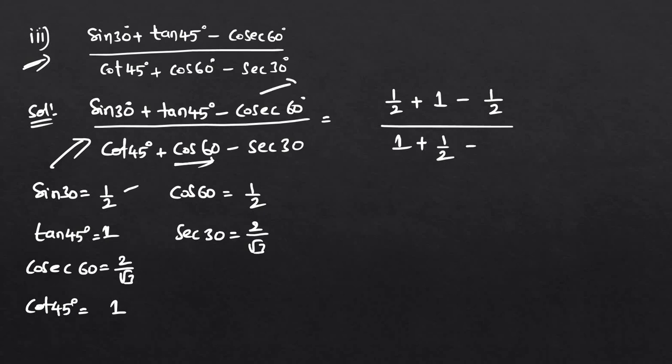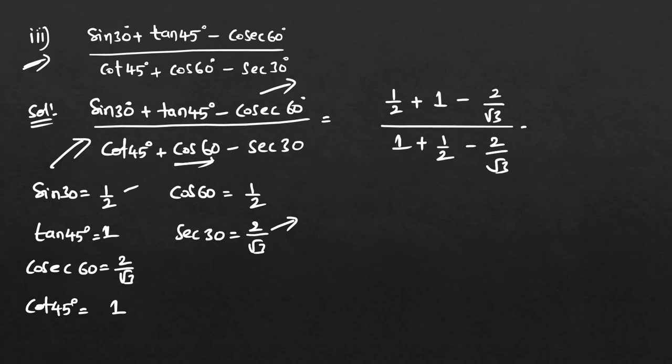Here cosecant 60 is root 3 by 2, no? So 2 by root 3. This I took wrong here. Just I did this one. Cosecant 60 is 2 by root 3 here. Another thing: 1 plus 1 by 2 minus secant 30, which is 2 by root 3.